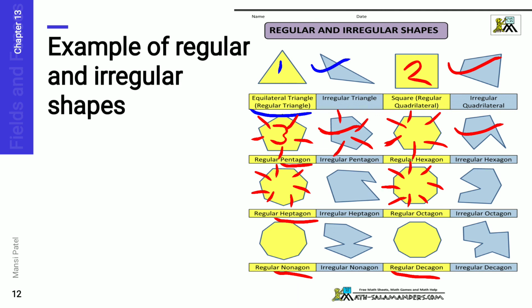I hope you have a clear idea about regular and irregular. Regular means what? All the sides are of the same length. Whereas irregular means what? There are different lengths of all the sides.